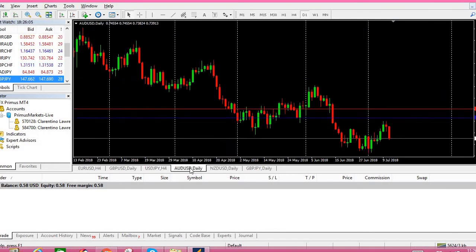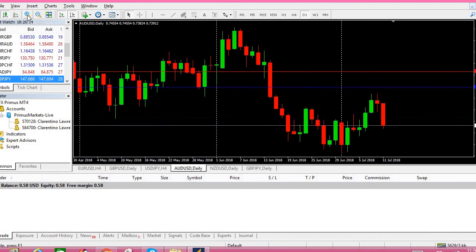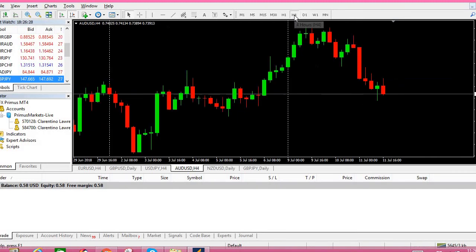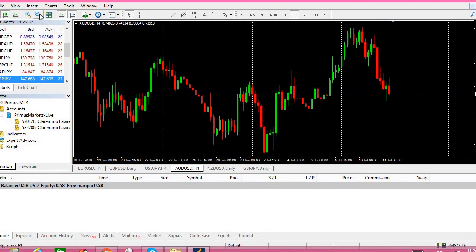Let's look at the Australian dollar, US dollar, AUD USD. What can we see here from our daily chart? Okay, let's have a look. Is it trending? Right now it's trending downwards. Is there any indication of any opportunities to make money here?